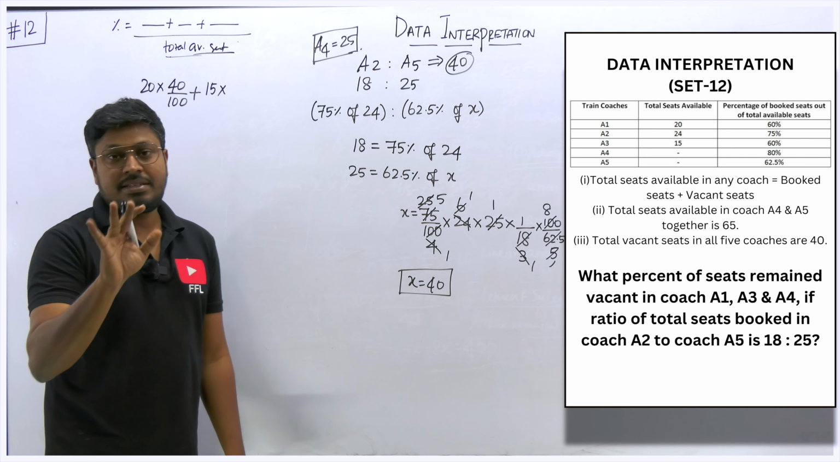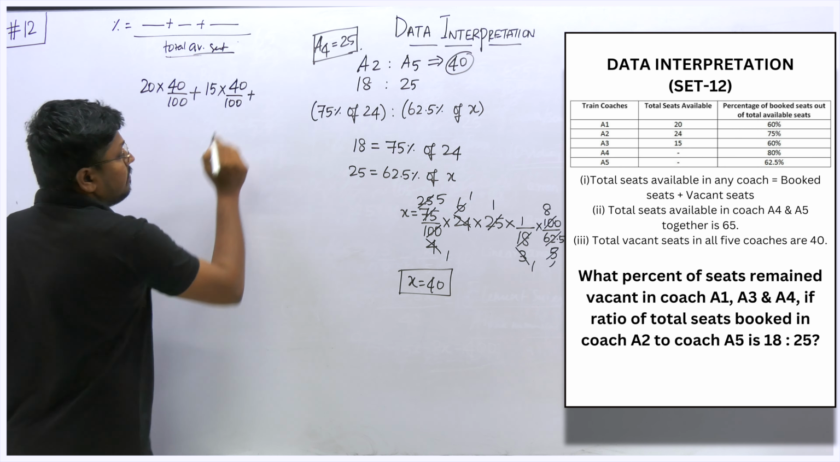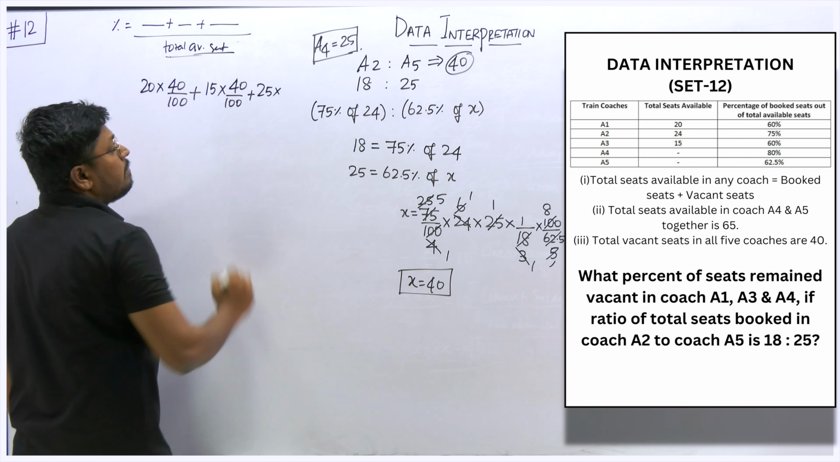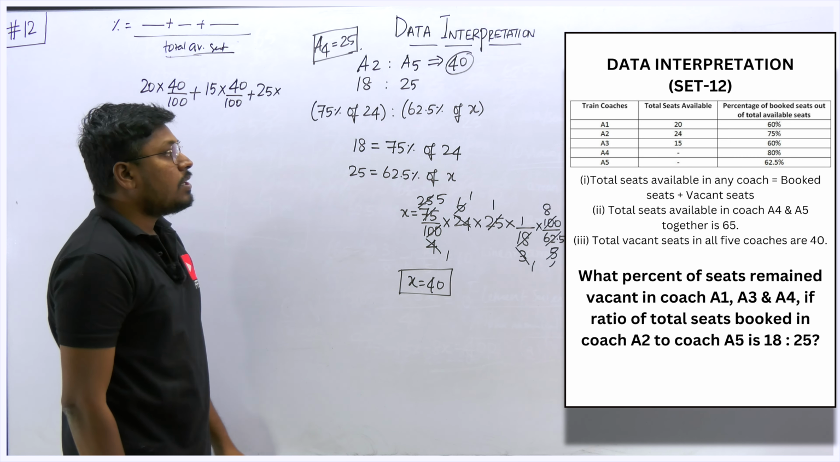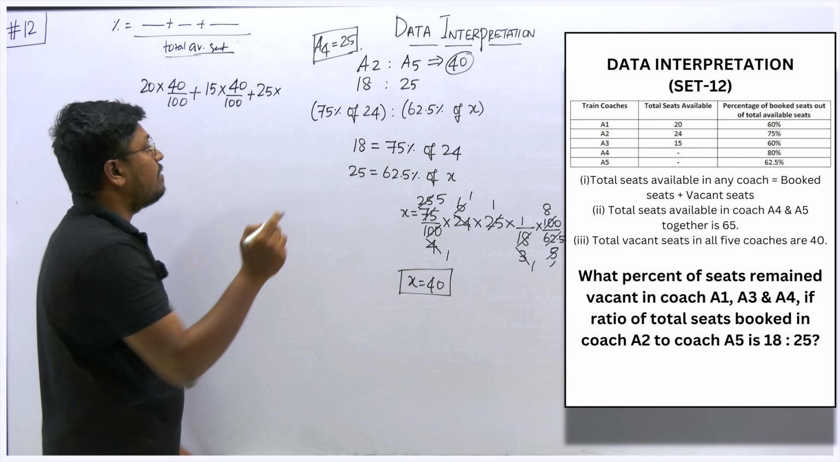So 100 minus 60 will be 40. So 40% will be vacant, and the last will be A4. So A4, we found the total number of seats available is 25. Out of that, 80% of the seats are booked, so the remaining 20% will be vacant.